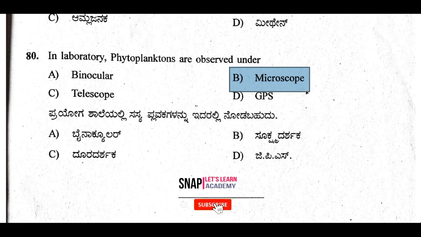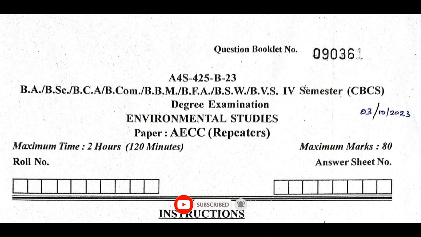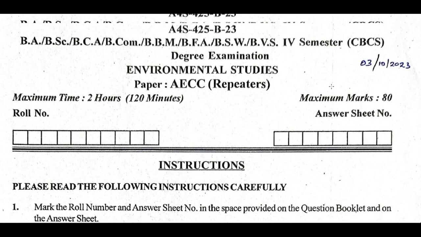So this is the end of this paper. I hope you understood all these MCQs, their definitions, and why we have chosen A, B, C or D options. Once again, I will remind you, this is the question paper of BA, BSc, BCA, BCom, BBA, BSW fourth semester, but it is helpful for all the NEP students who are studying environmental studies in their semesters.